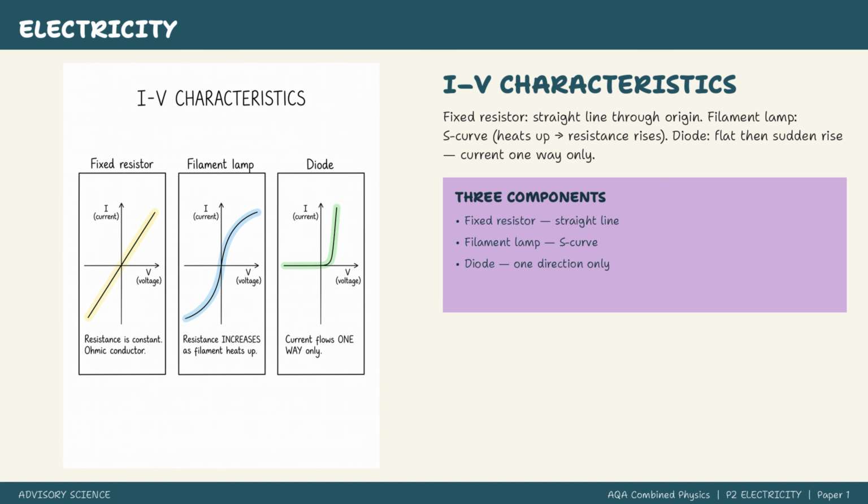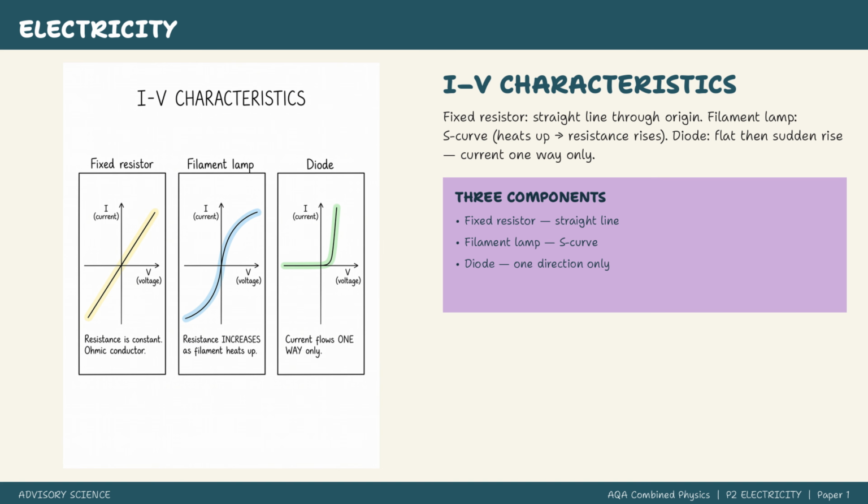A filament light bulb creates an S-shaped curve because as more current flows, the metal wire gets hot, causing the atoms to vibrate and increase the resistance, which levels off the graph at the top and bottom. A diode shows a flat line on the left and shoots straight up on the right because it only allows current to flow in one single direction due to a massive resistance in reverse.